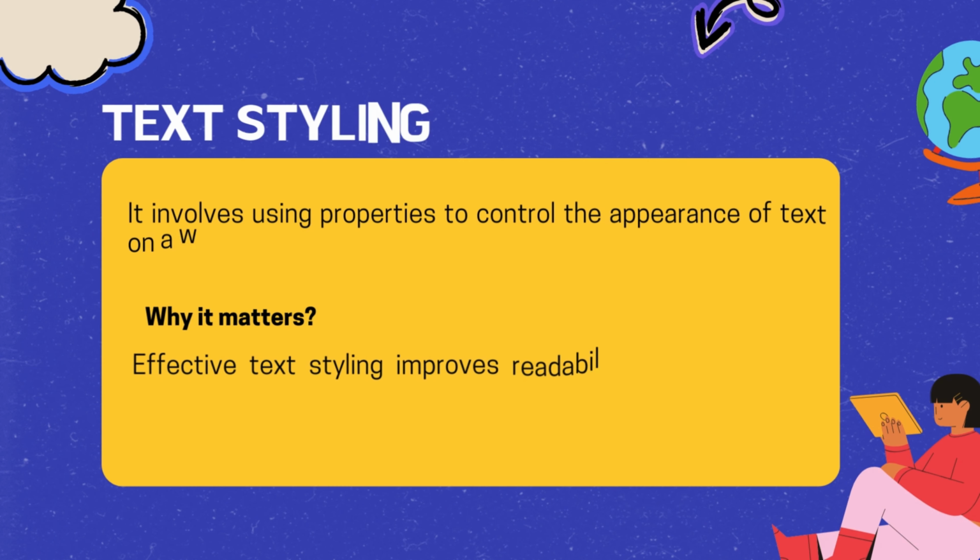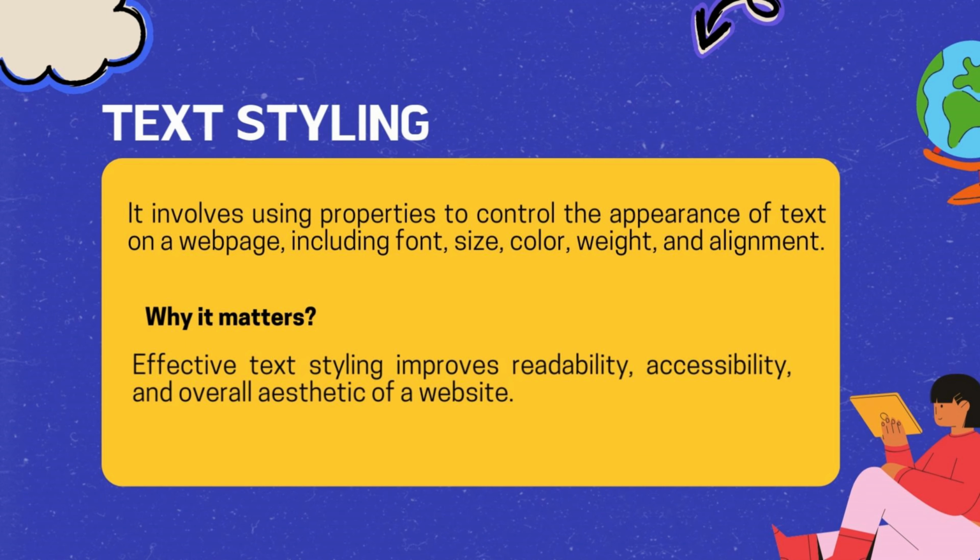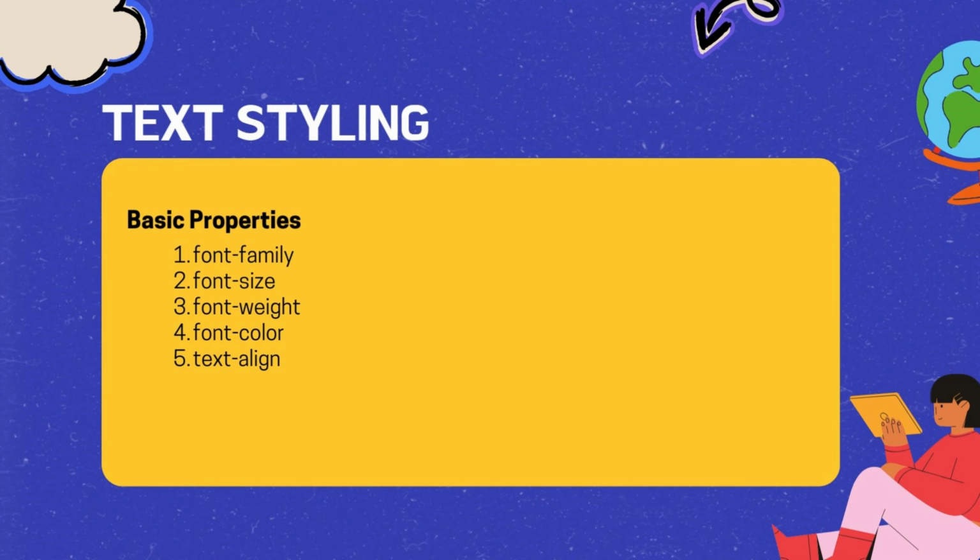Text styling. Text styling involves using properties to control the appearance of text on a web page, including font, size, color, weight, spacing, and alignment. Why does styling the text matter? It's because effective text styling improves readability, accessibility, and overall aesthetic of a website. There are 5 basic properties in styling the text, which are font family, font size, font weight, font color, and text align.